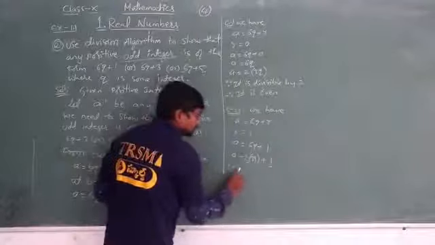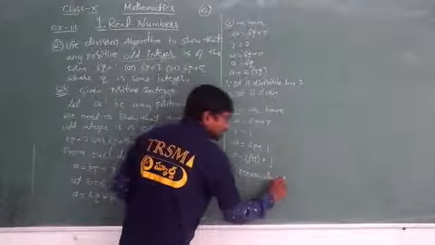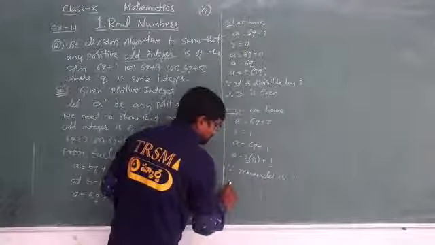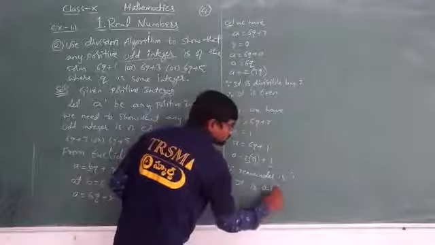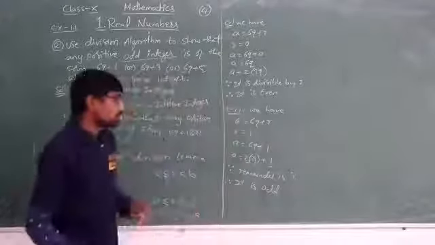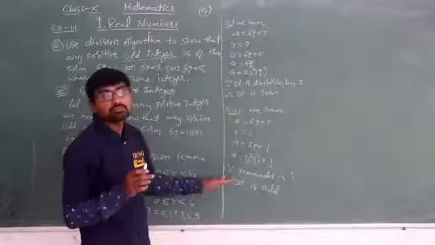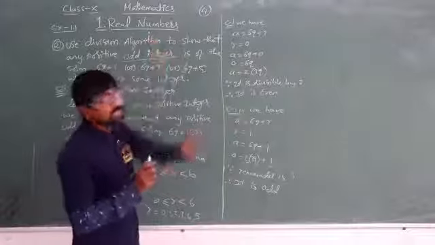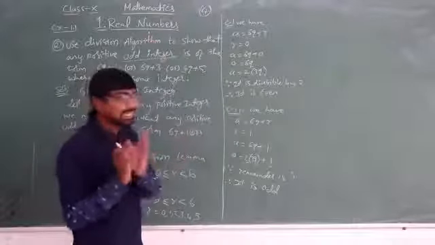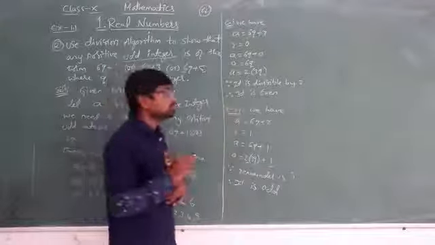So since the remainder is 1, therefore it is odd. Okay, it is odd. So if you didn't understand about the even and odd system, you can take my second class of this real numbers chapter so that you can understand it clearly. I have explained this even odd system in that previous class.